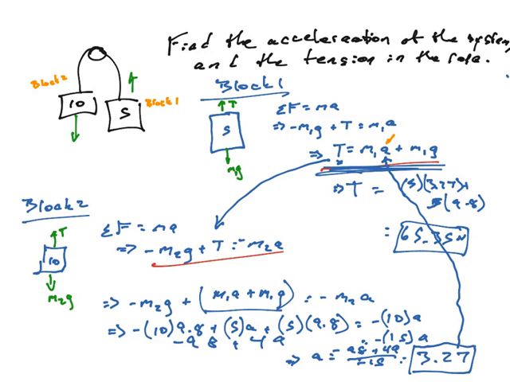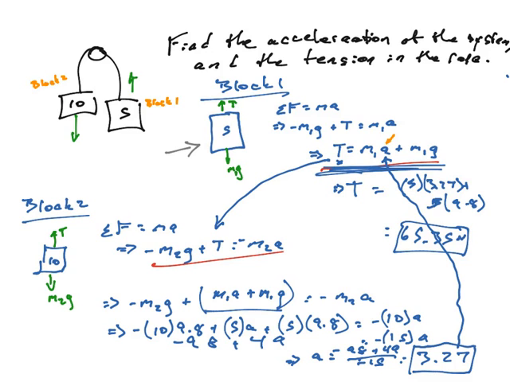Well, we have two different objects, block 1 and block 2, so we're going to need two different equations. Let's look at block 1 first. Look at block 1 here. There's the 5 kilogram block. What are all the forces? mg is pointing down, and the rope is trying to pull him up. So minus mg down and T pulling up.